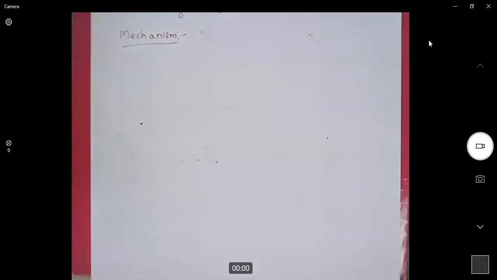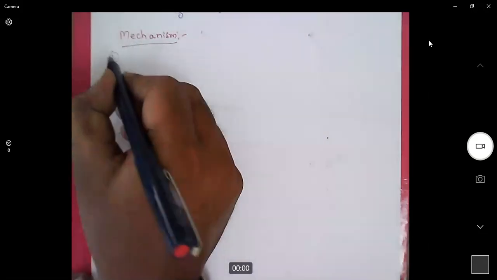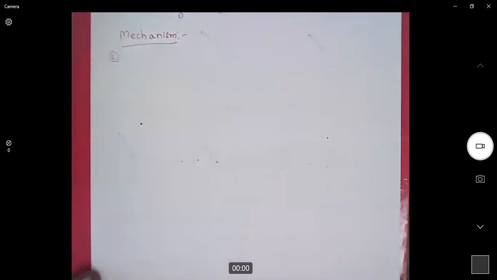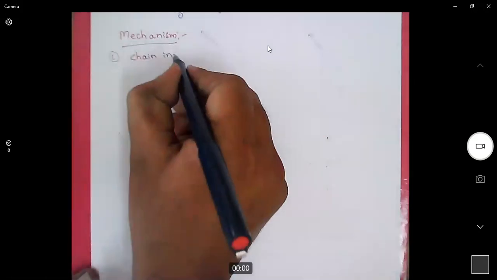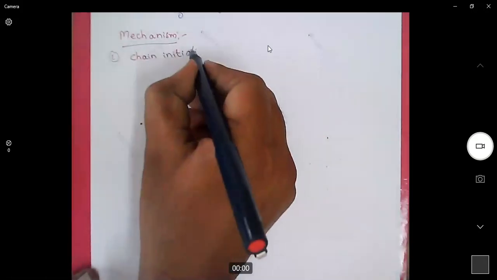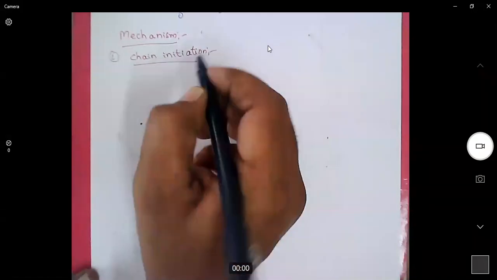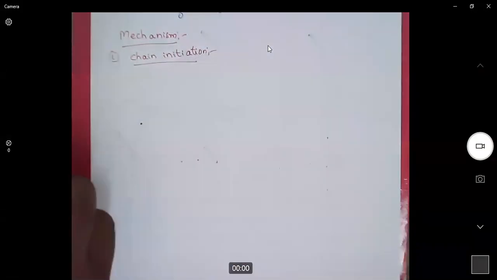We will discuss the mechanism of radical polymerization reactions. As we have discussed, each mechanism contains three steps. First step is chain initiation. What is chain initiation? Chain initiation is nothing but generation of the first monomer radical.